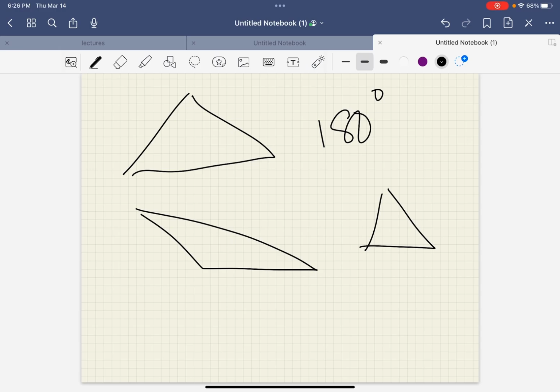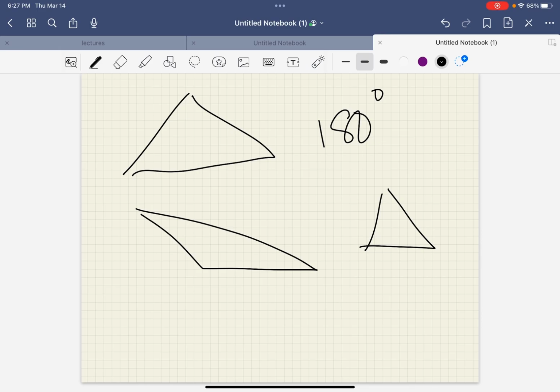The first one has a right angle, so we know that's 90. Plus the other 60 plus 30 is 90. That makes the 180. The next one is an equal angular triangle, so all 3 of them are 60. 3 times 60 is 180. And then the last one is an obtuse triangle. If you add all those up, 135 and 25 is 160, plus 20 is 180. So they all add up to 180.